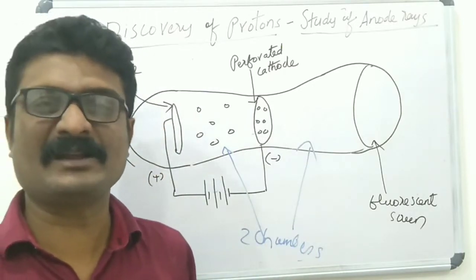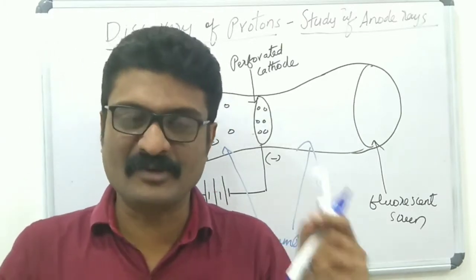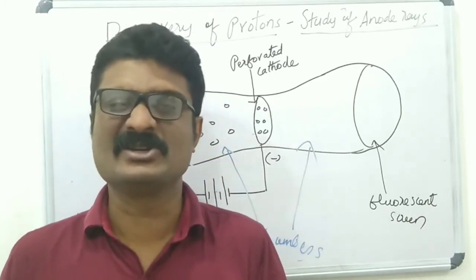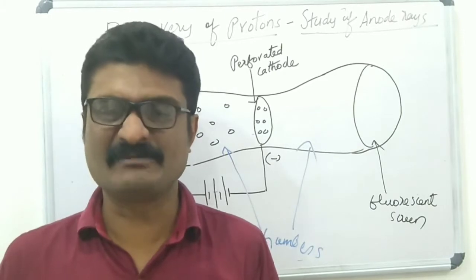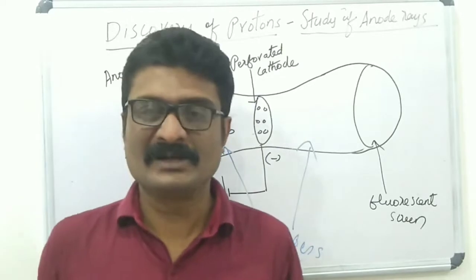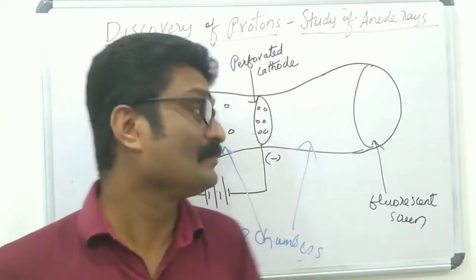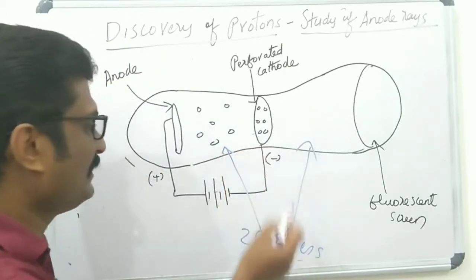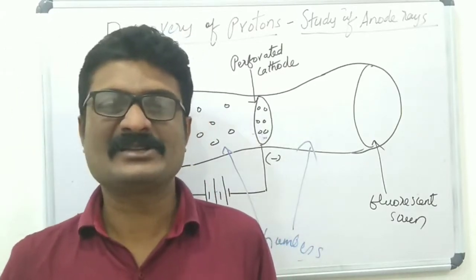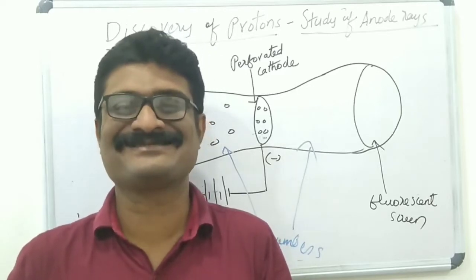This perforated metallic disc is known as cathode. What does perforated mean? The substance having very small pores. This metallic disc, this cathode, has very small pores, hence it is called perforated cathode. Then the space between this cathode and anode is filled with a small quantity of gas.